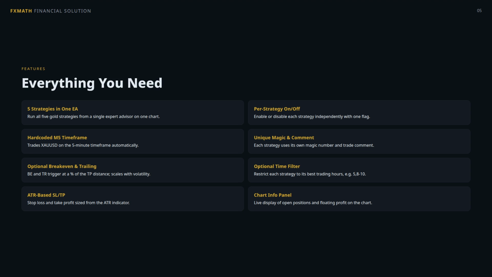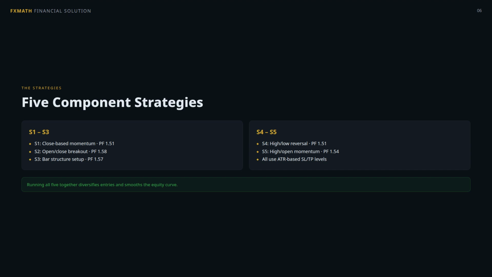The 5 component strategies use ATR-based stop-loss and take-profit levels. Each has its own lot size, stop-loss, and take-profit multipliers, and its own entry rules. Running all 5 together diversifies your trades and smooths the equity curve.